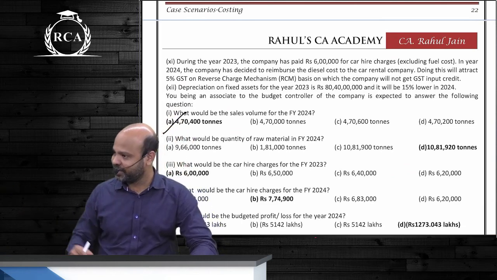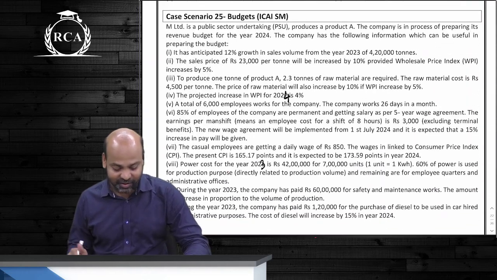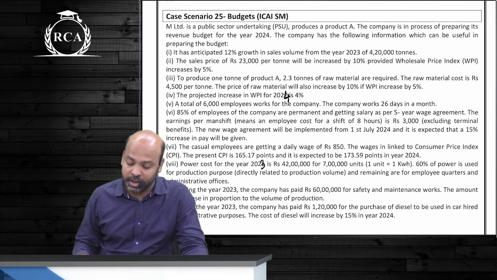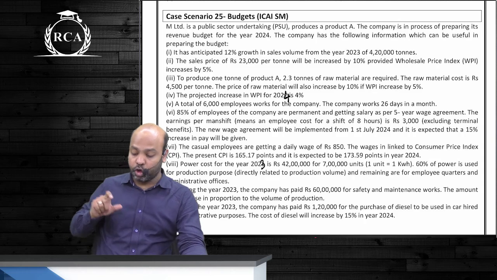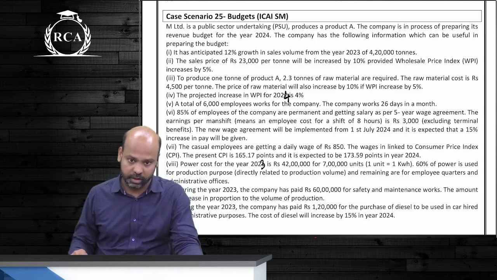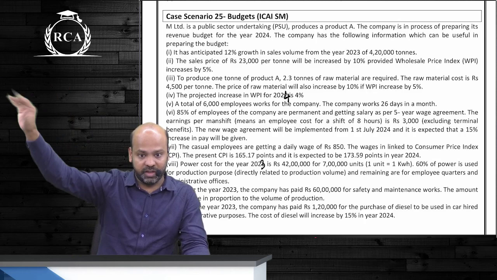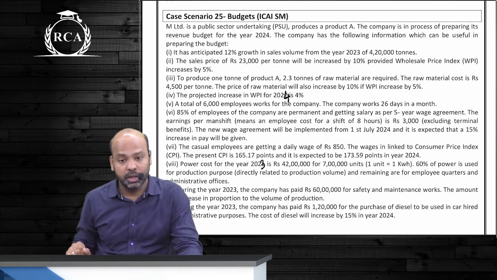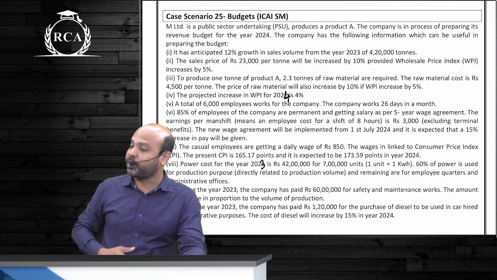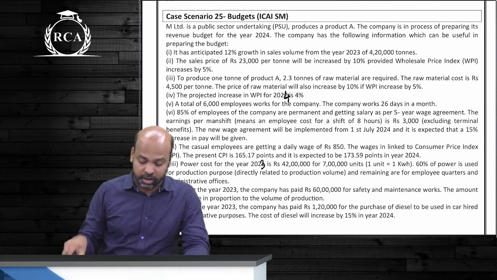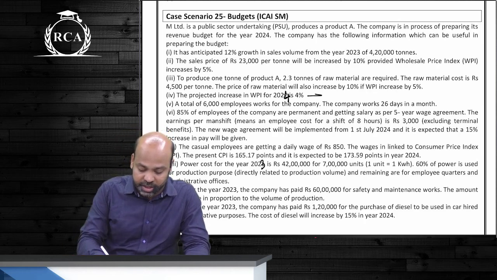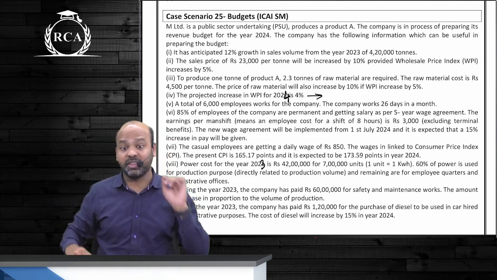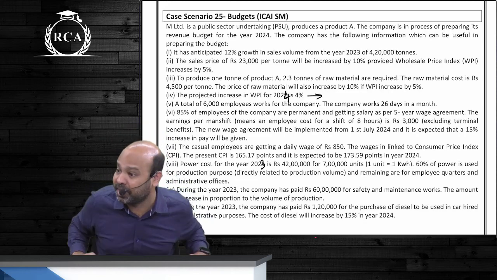Done? One minute. He won't ask like that. The sales price of rupees 23,000 per ton will be increased by 10% provided wholesale price index increases by 5%. If and only if the inflation rate is increasing by 5%, then the price per ton will increase. 23,000 was the price per ton last year. But this point becomes irrelevant because it says the projected increase in WPI is only... wholesale price index is not increasing by more than 5%, selling price will not increase.